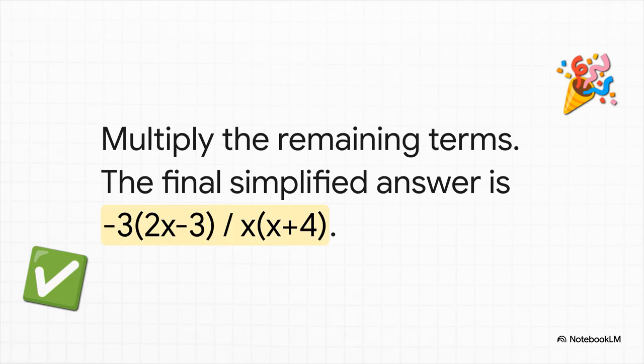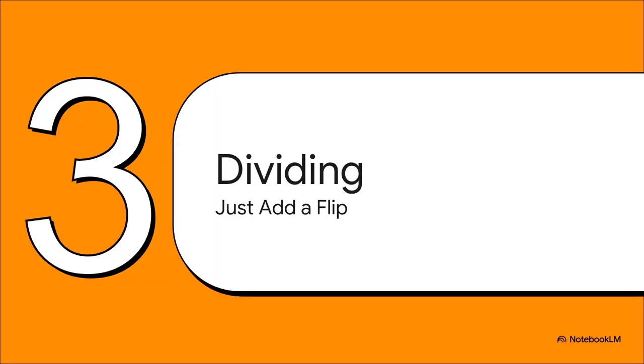All we have to do is multiply the stuff that survived in the numerators and multiply the stuff that survived in the denominators. And boom, there it is, our clean, simplified answer. Way better than what we started with, right? Okay, so you've totally got multiplication down.